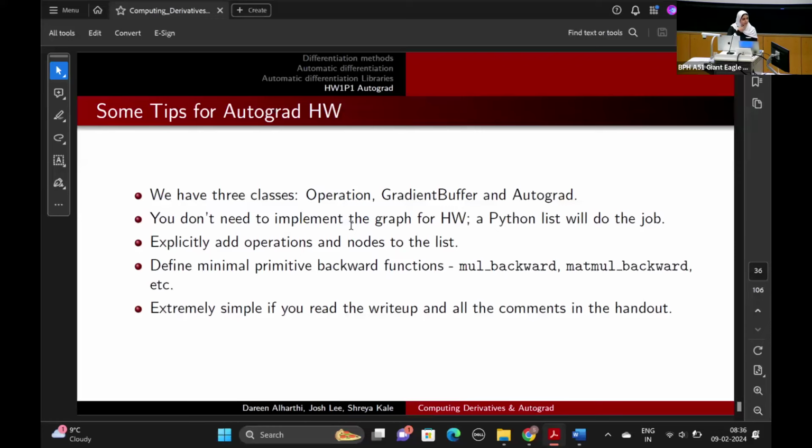I think that's it. So yeah, extremely simple if you read the write-up.